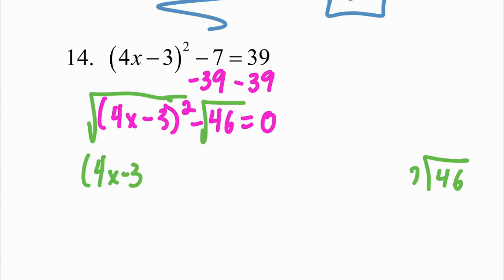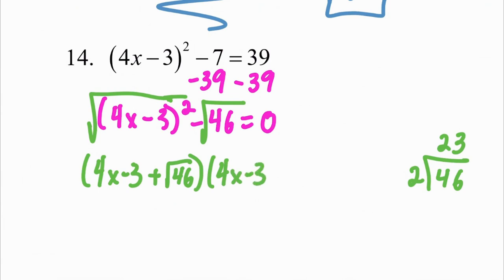And we do want to try to simplify 46 if we can. 46 is divisible by 2. That gives us 23. And that's actually not, it doesn't go any further. So this is just going to stay as the square root of 46. Okay, so again, 4x minus 3 plus the square root of 46. Again, that 4x minus 3 is not going anywhere. And then it'll be minus the square root of 46. This is still a difference of squares.